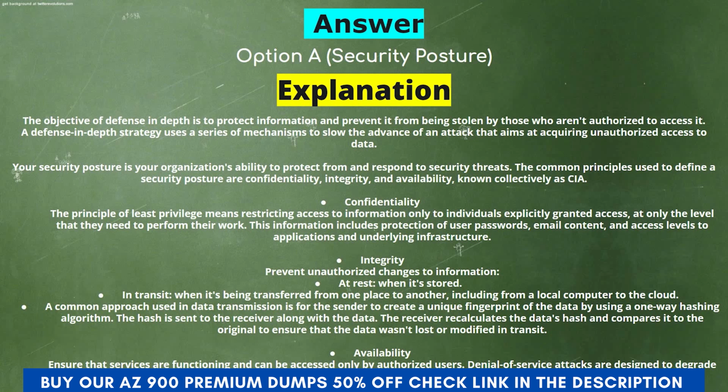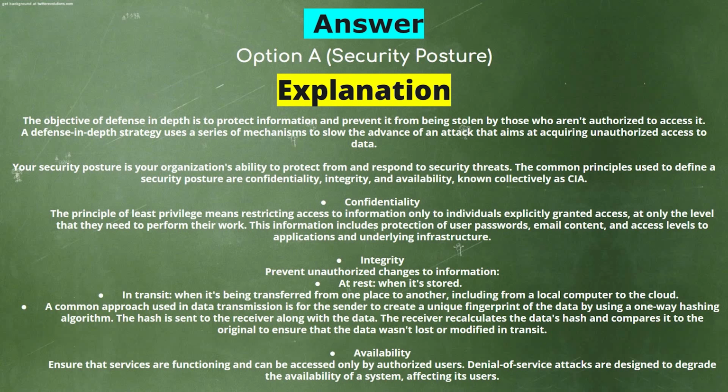Integrity. Prevent unauthorized changes to information at rest when it's stored, in transit when it's being transferred from one place to another, including from a local computer to the cloud. A common approach used in data transmission is for the sender to create a unique fingerprint of the data by using a one-way hashing algorithm. The hash is sent to the receiver along with the data. The receiver recalculates the data's hash and compares it to the original to ensure that the data wasn't lost or modified in transit. Availability. Ensure that services are functioning and can be accessed only by authorized users.